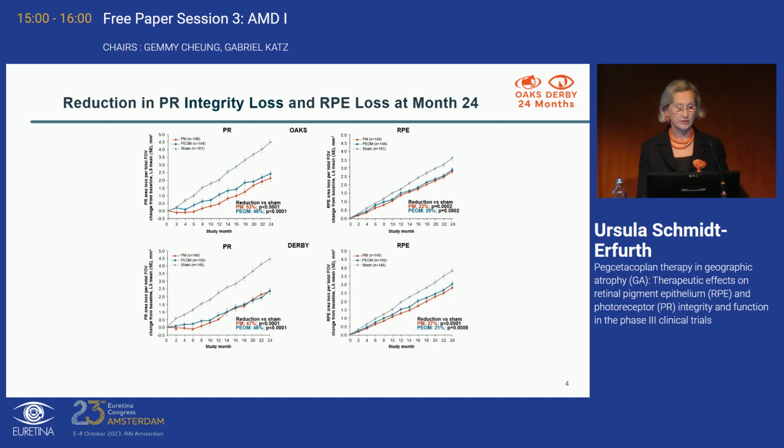The same was found in Derby. Again, you see very consistently photoreceptor degeneration moves fast, secondary RPE loss happens much slower, and the effect on both layers is different in terms of intensity, 27% at the level of the RPE layer, 47% at the level of the photoreceptors. So this therapy is very efficient at the level of the photoreceptors, which is the correlate for function.